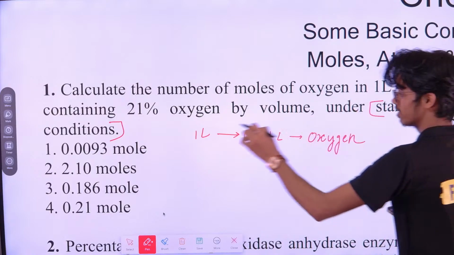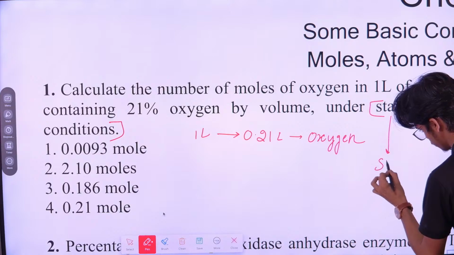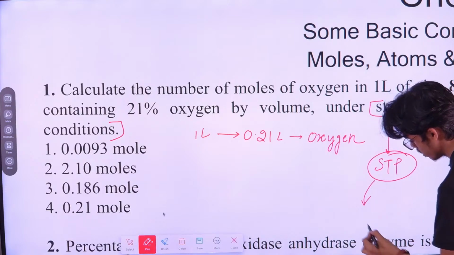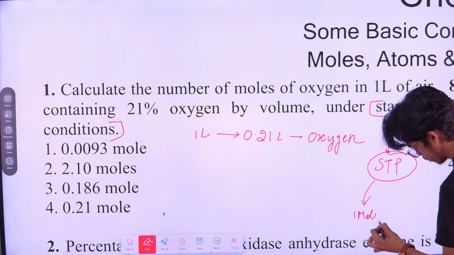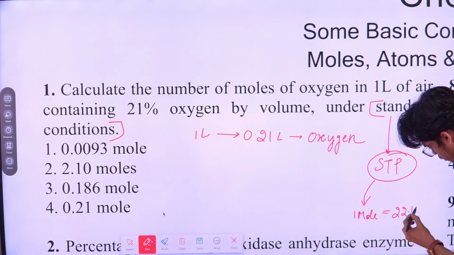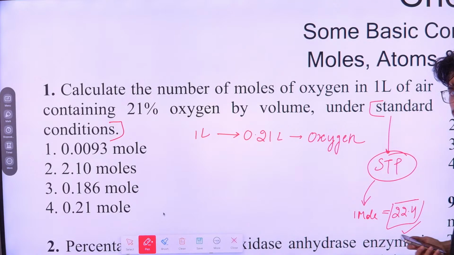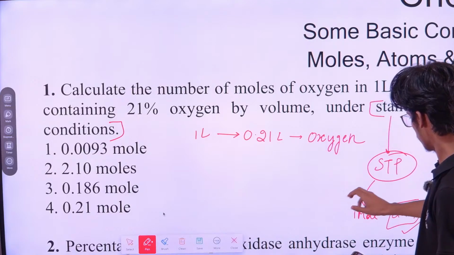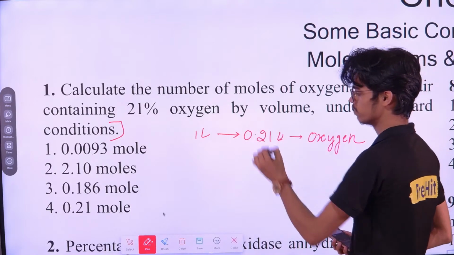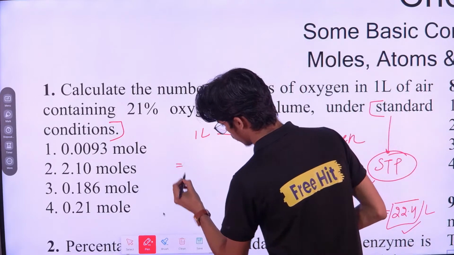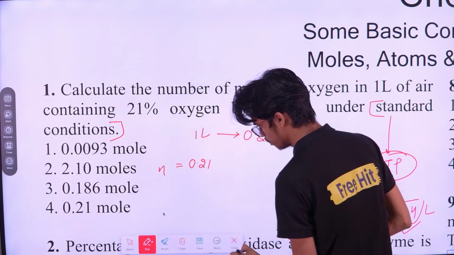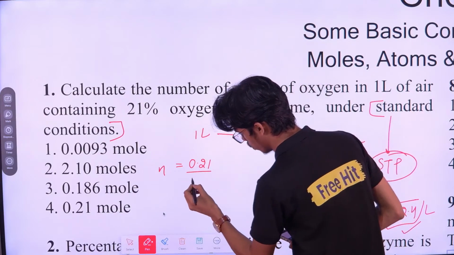The importance is that this is called STP, standard temperature and pressure. It says that 1 mole of any gas is going to acquire a volume of 22.4 liter. How much? 22.4 liter. So it means 22.4 liter is 1 mole. Then how many moles are there in 0.21 liter? Simple answer. The number of moles is given volume upon the volume of 1 mole, that is 22.4.